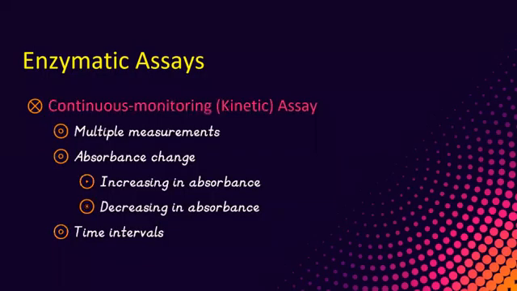And then we have our continuous monitoring or kinetic assay. This is multiple measurements, so we can measure this at different times. There is a time interval, depending on the need or on the rate of reaction. It can be after 30 minutes, it can be after 1 hour. We can measure this through absorbance. Does the absorbance increase or decrease? In this type of assay, we are using a spectrophotometer as the equipment.